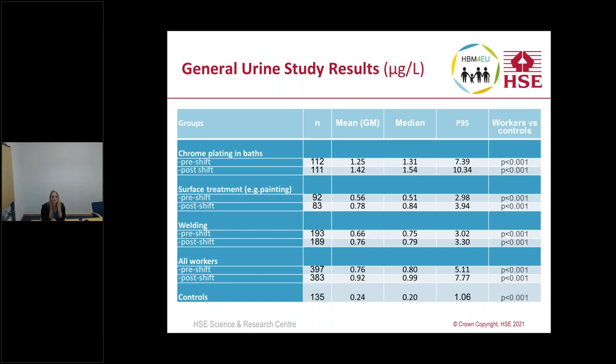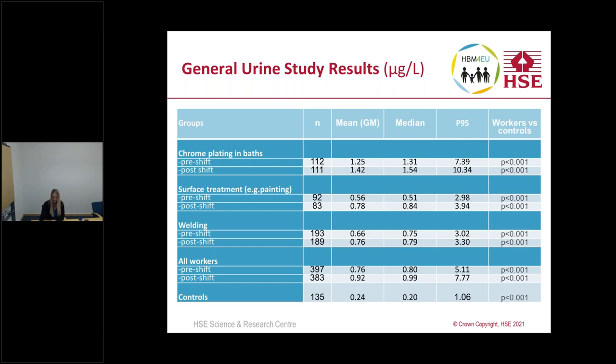So this is just a table showing some general urine results. Let's see, if you can see, the chrome platers had the highest chromium exposure in their urine samples, with the surface treatment and the welders not being that dissimilar. But all exposed workers showed increased levels of urinary chromium when compared to the controls. And surface treatment in general had the lowest.